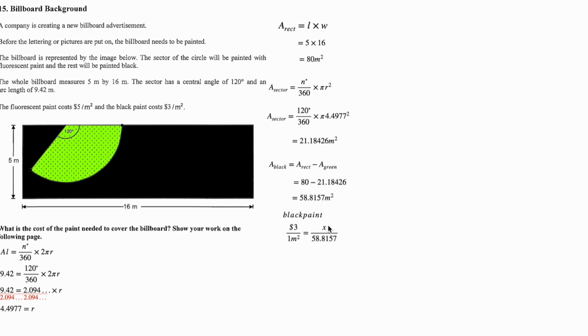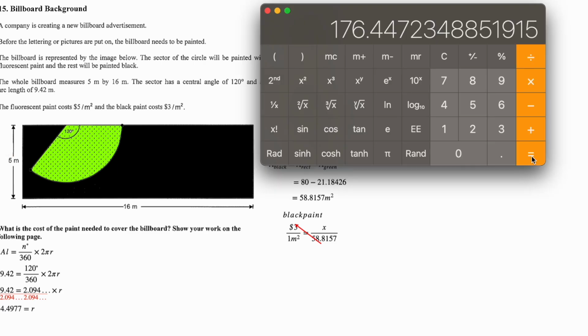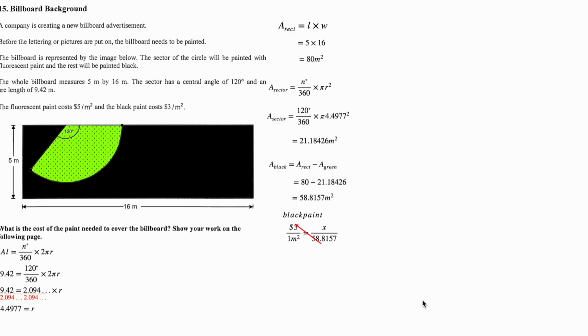The dollars go on the top, the meters squared go on the bottom in each case. I'm going to cross multiply this way. The 3 multiplying the 58.8157 equals 176.45. We round to the nearest cent. So that's how much the black paint is going to cost us, and the fluorescent paint costs us $5 per meter squared. I'm going to put 5 over 1 meter squared.